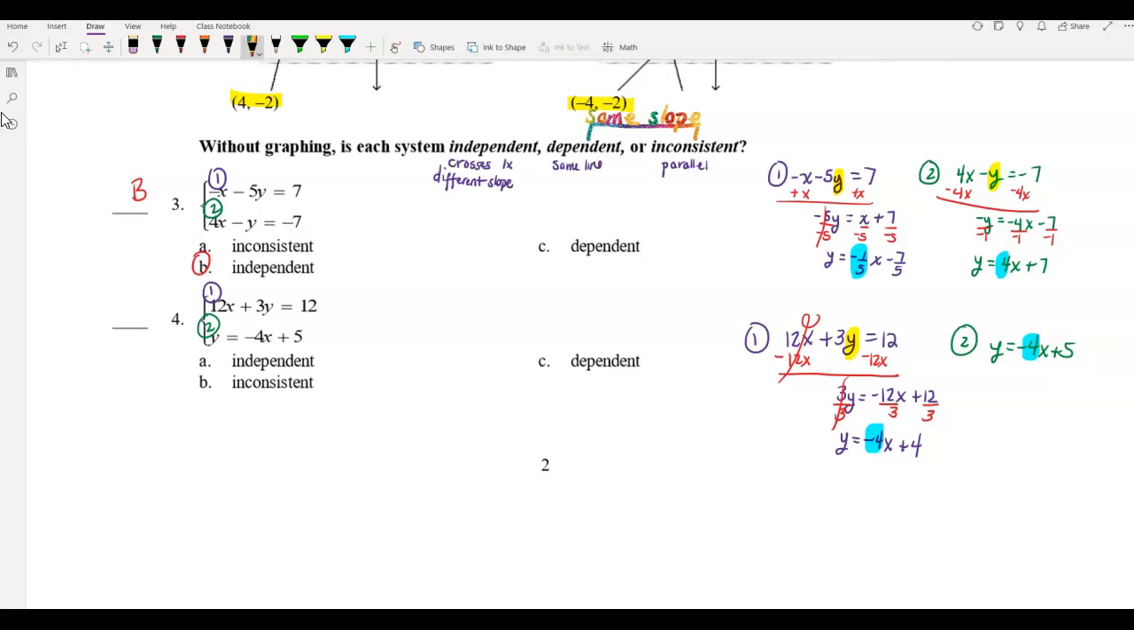Dependent says it has the same slope and same y-intercept, while parallel says we only have the same slope. So when we take a look, we have a y-intercept of 4 and a y-intercept of 5. Because we have different y-intercepts, we have parallel lines, which means we are inconsistent. So in this case, it's B again.